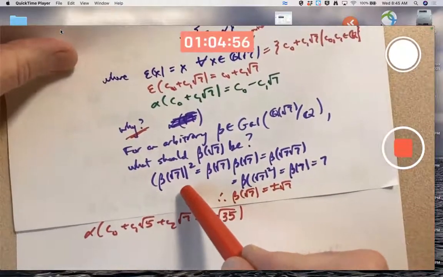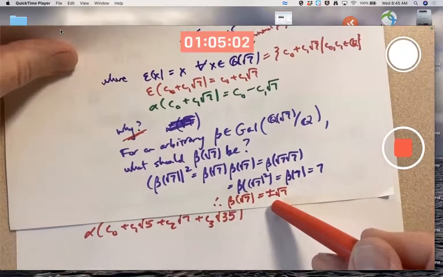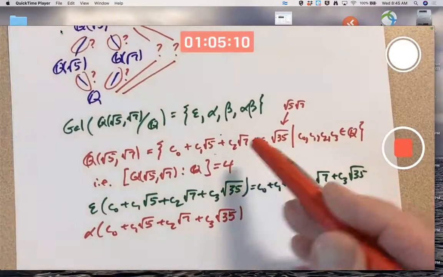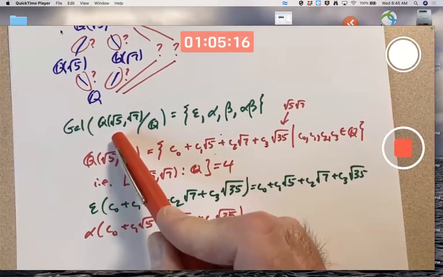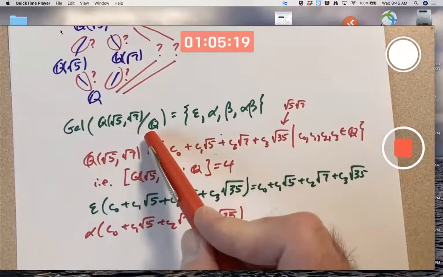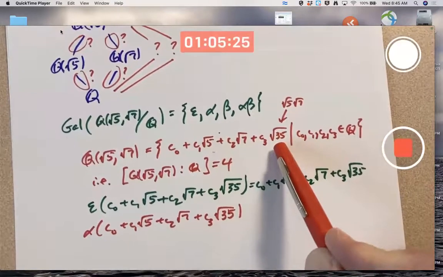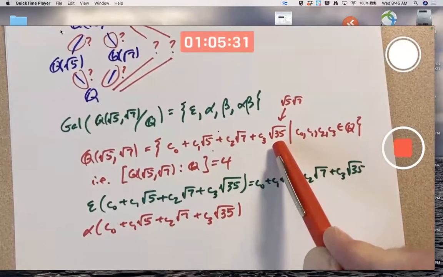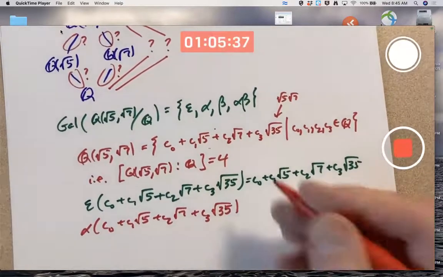Beta of root 7 squared had to equal 7, and therefore beta of root 7 must be plus or minus root 7 in that example for a general element of the Galois group, call it beta. So a general element of this Galois group must map root 5 to either plus or minus root 5, root 7 to either plus or minus root 7, and also root 35 to either plus or minus root 35. However, not all those possibilities actually happen. They've got to be consistent with each other in some way.